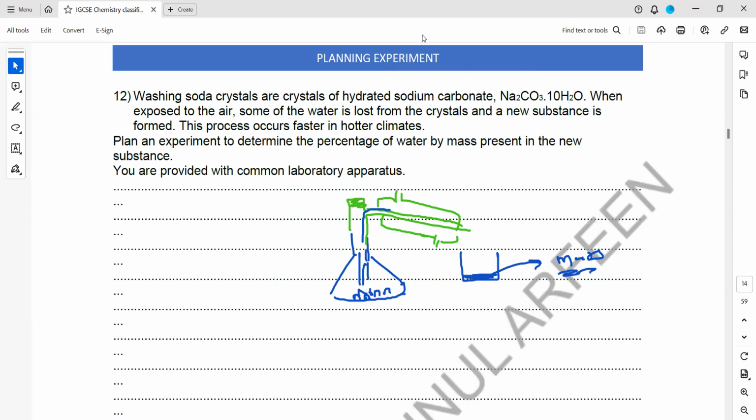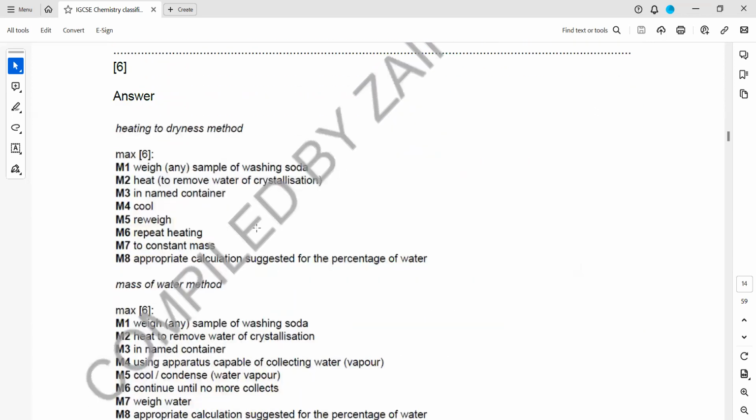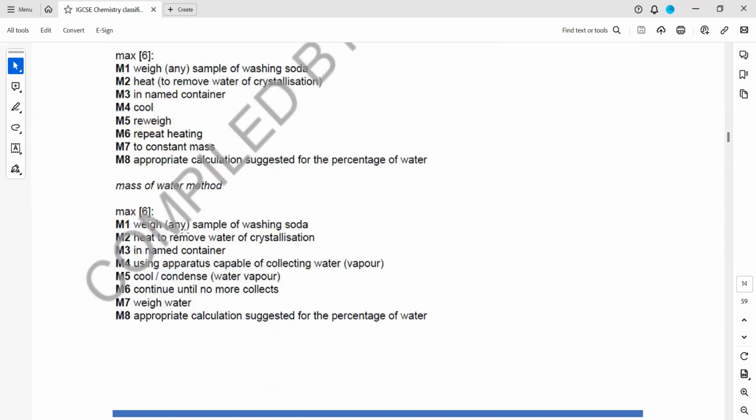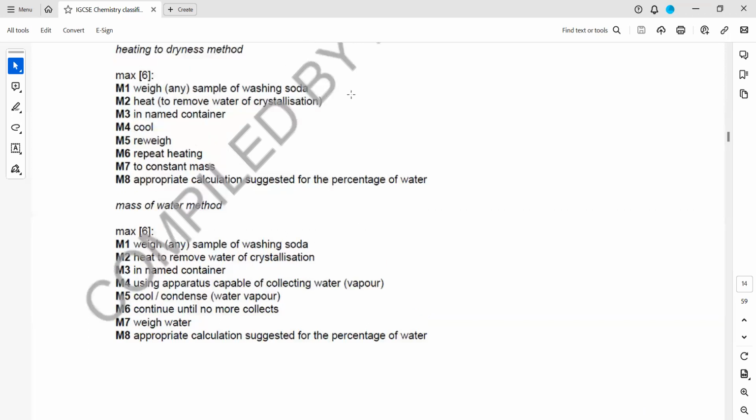The second method mentioned here, the second point: weighing a sample of washing soda, heating to remove the water of crystallization using a crucible, using an apparatus capable of collecting the water. So we can collect how much water is there. We cool and condense, and we continue until no more water is collected, and weigh the water. The percentage of water will be the mass of water we collect divided by the total mass of the sample which we use, multiplied by 100.